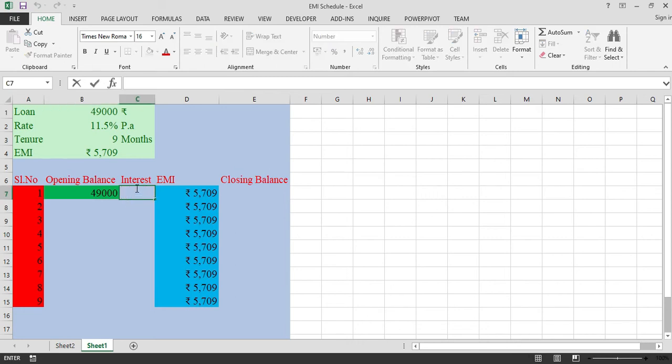The interest will be opening balance into rate by 12. Let us lock this rate also. So 470 will be the interest for the first month. So the closing balance will be this amount: opening balance plus interest minus EMI.